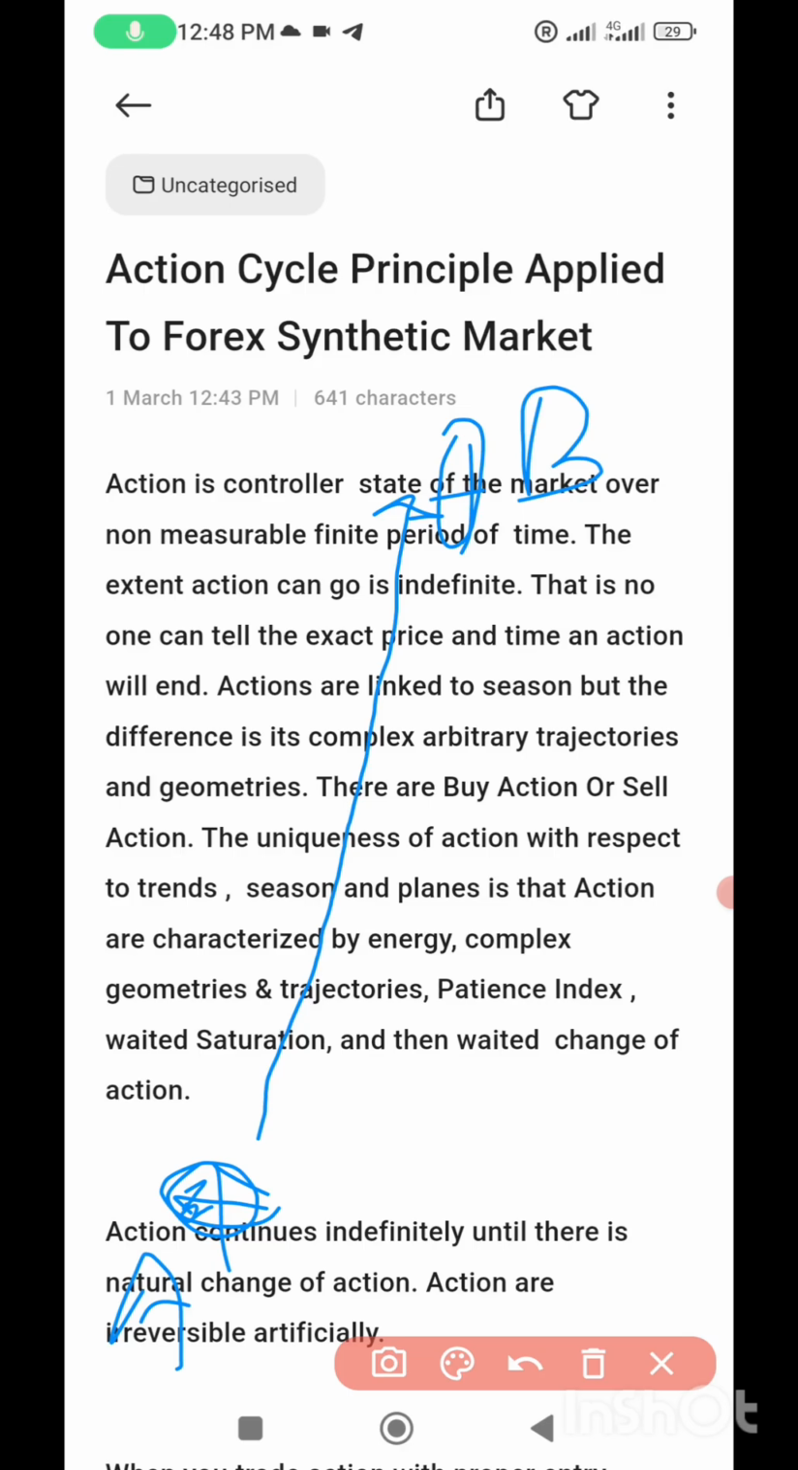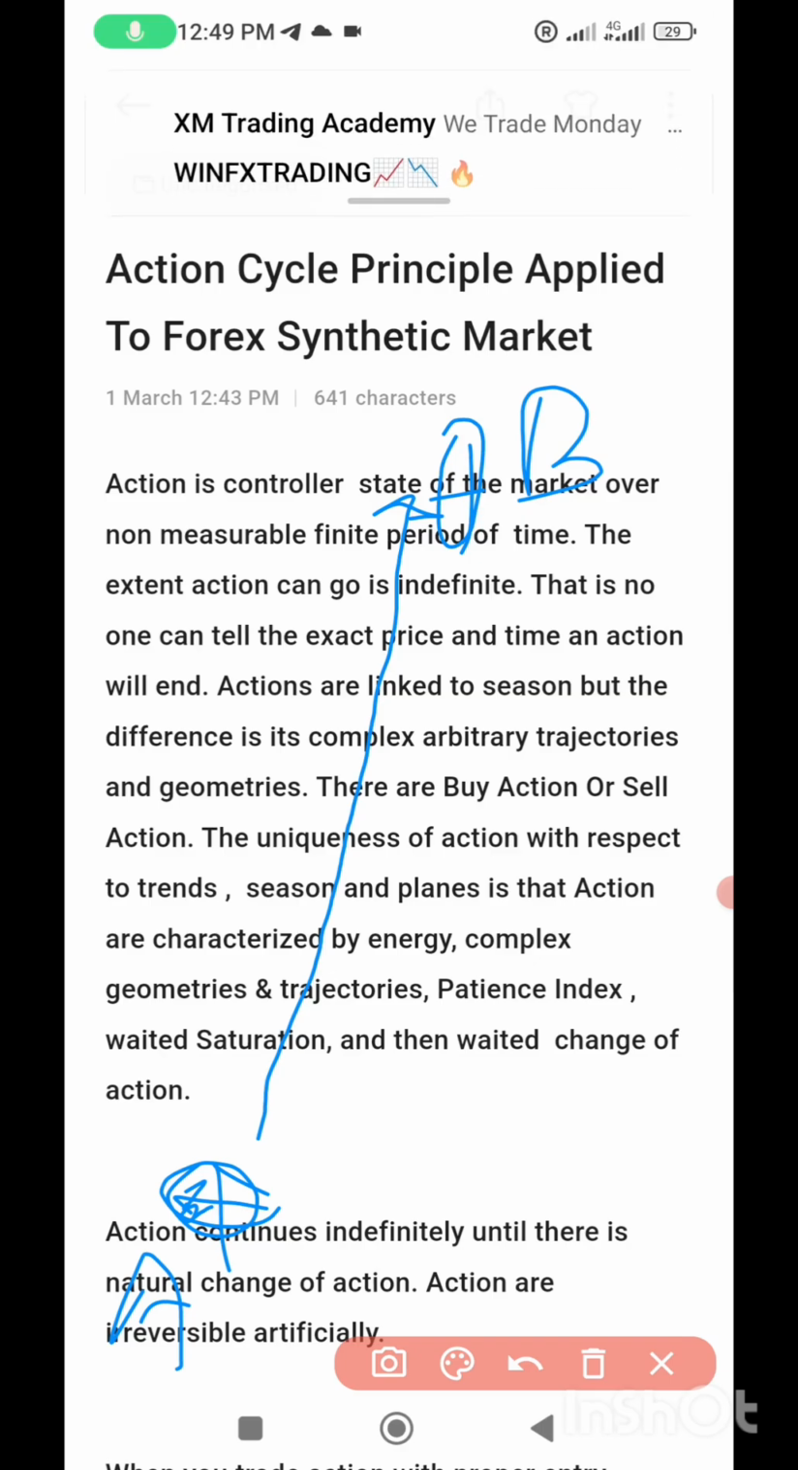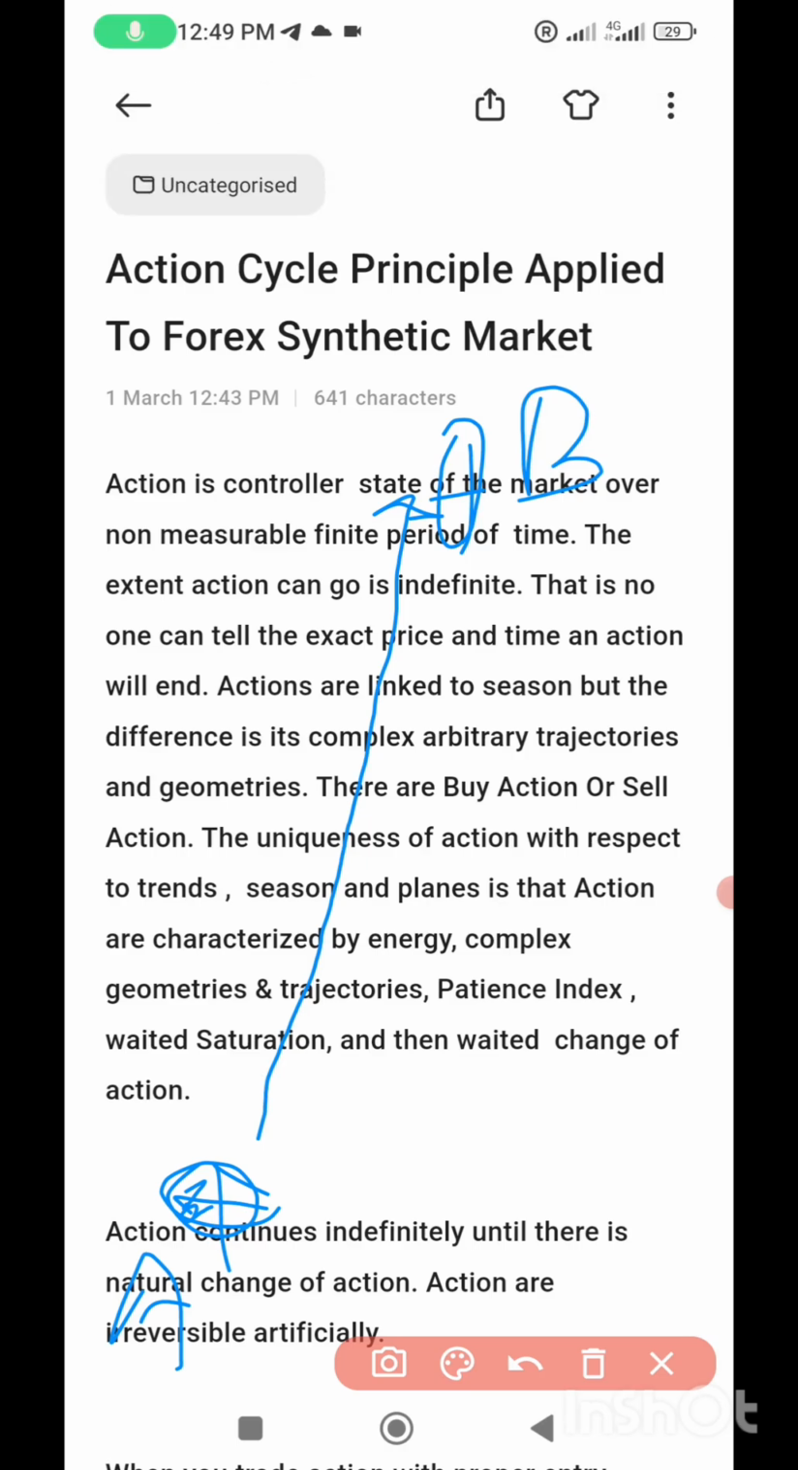So that is what this action cycle principle is talking about: that markets can originate from a point and reach another point, but not the way you think. It is not going to happen on a straight line. It is going to follow complicated geometries and trajectories, creating highs and lows, but it makes sense. It has a knowledge base of where it is heading, and it must reach there whether you like it or not. But your ability to optimize your entry matters. If you are buying during a buy action, you want to buy at a very low price, and if you are selling during a sell action, you want to sell at a very high price, so that you will be carried along by the market to make a very huge profit, infinite profit.